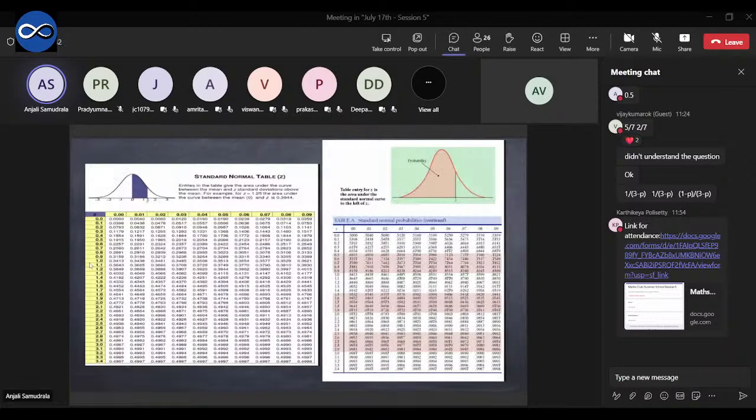The row gives the first digit after the decimal. Like if you take 2.8, then if you want the value of 2.84, you have to take 2.8 here, and you have to search in the column of 0.04. Like that you will get the value of the CDF.